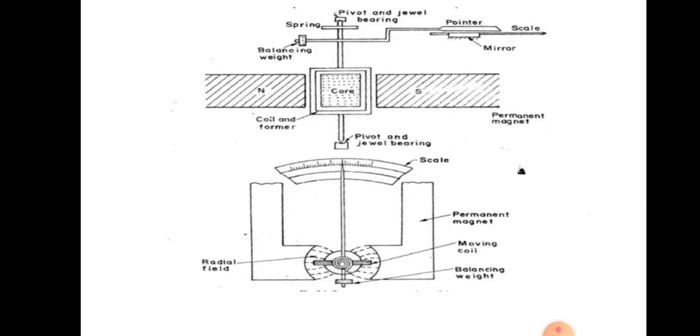In the second diagram below, you can see again the top view of the diagram, where the C-shaped permanent magnet is kept U-shaped, between that a coil, a core, and it is pivoted on a jeweled bearing, and it is connected to the pointer. The pointer is kept near the scale, so that wherever the fluctuations occur, the meter will start from 0 to a particular value. It can rotate around all the values. So this is the construction of the PMMC.